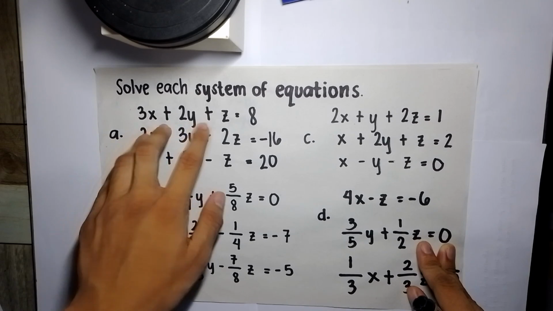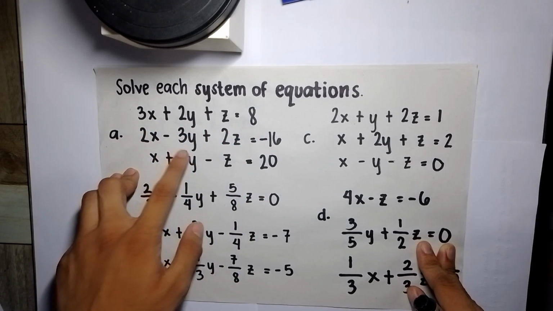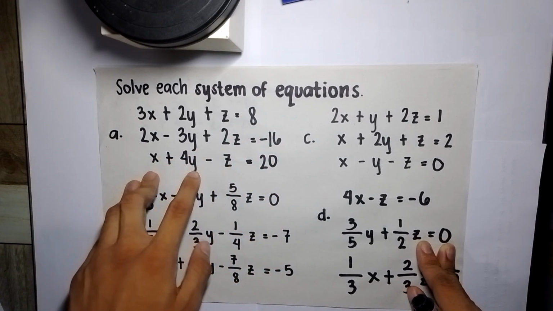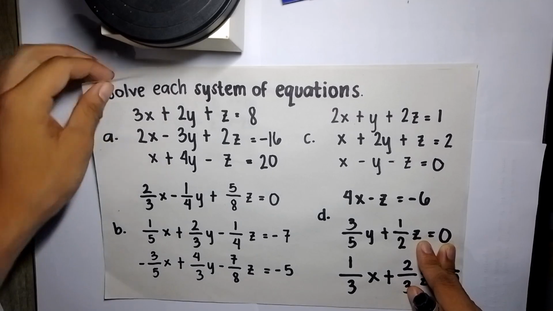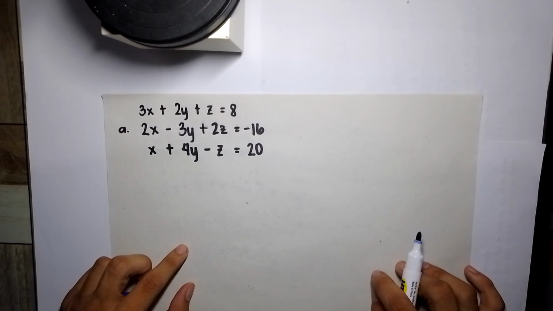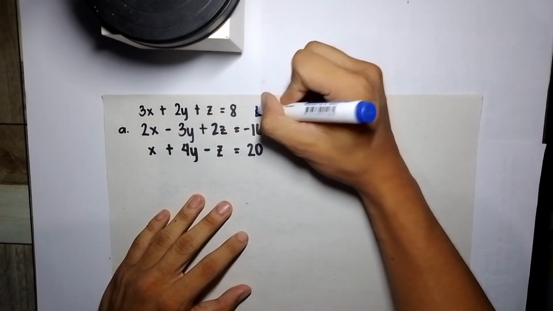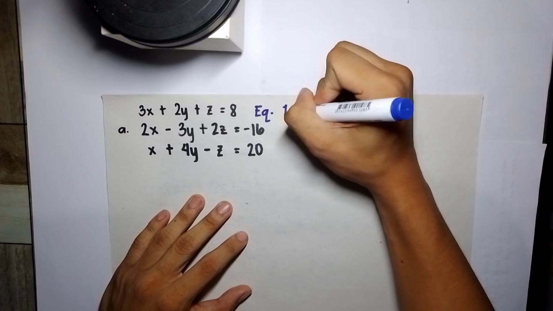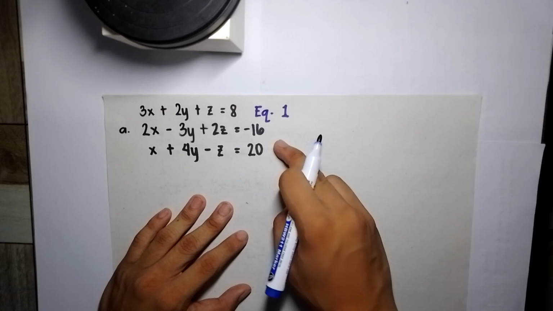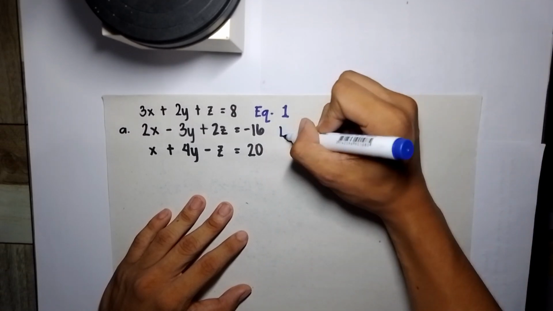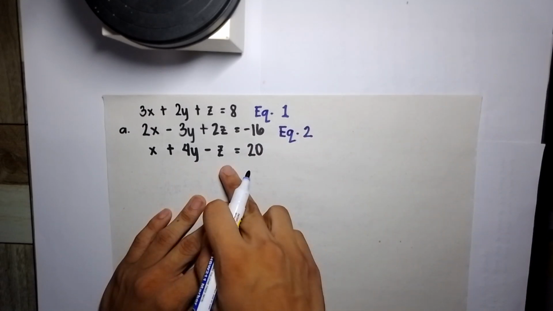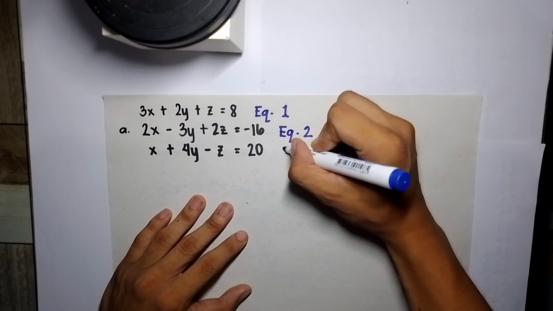We have 3x plus 2y plus z is equal to 8. 2x minus 3y plus 2z is equal to negative 16. Lastly, we have x plus 4y minus z is equal to 20. 3x plus 2y plus z is equal to 8 will be our equation 1. Next, 2x minus 3y plus 2z is equal to negative 16 will be our equation 2. Lastly, x plus 4y minus z is equal to 20 will be our equation 3.